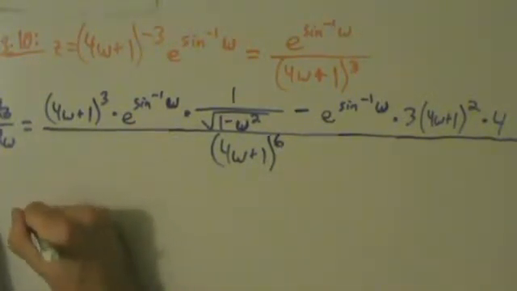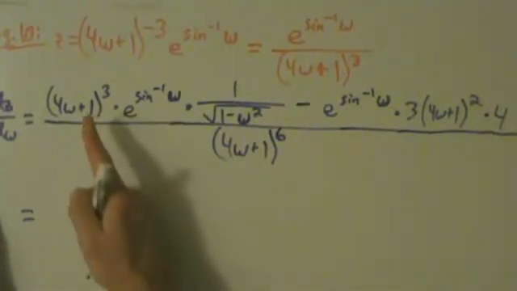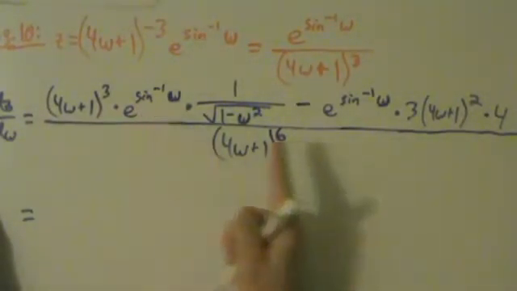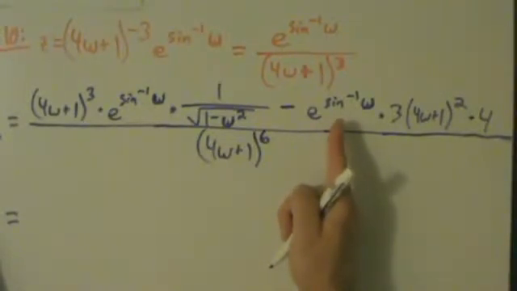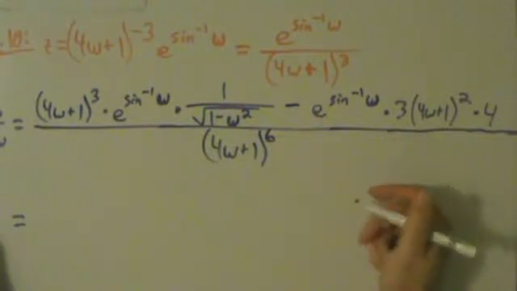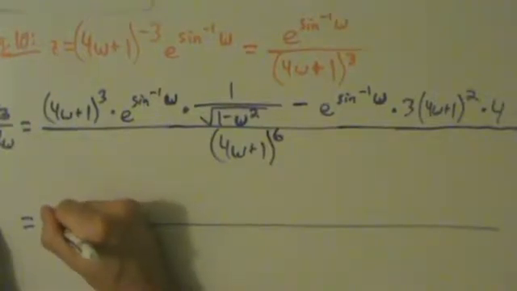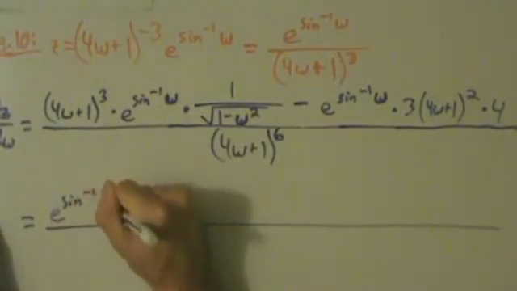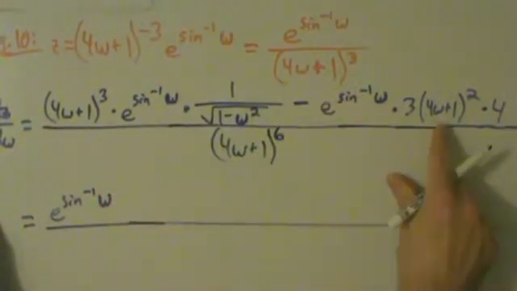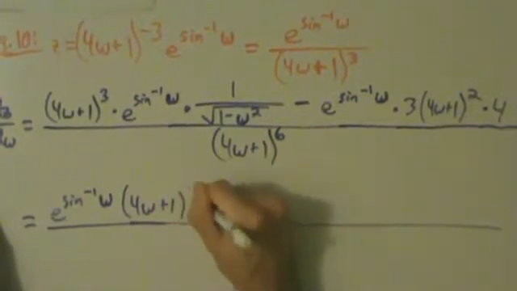Well, first of all, there are some common factors we can pull out. So notice here's a 4w plus 1 cubed, and here's an e to the inverse sine of w. And then in the second term, here's another e to the inverse sine of w, and then here's a 4w plus 1 squared. All right. So from the whole top, we can pull out an e to the inverse sine of w. All right, and that's good. But we can also pull out a 4w plus 1 squared.